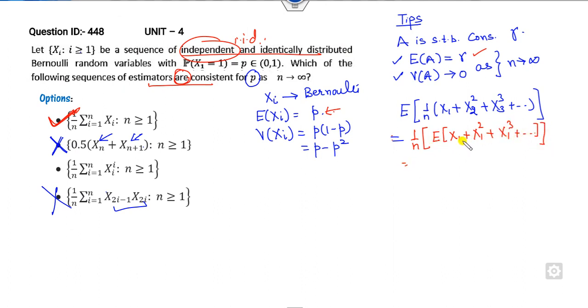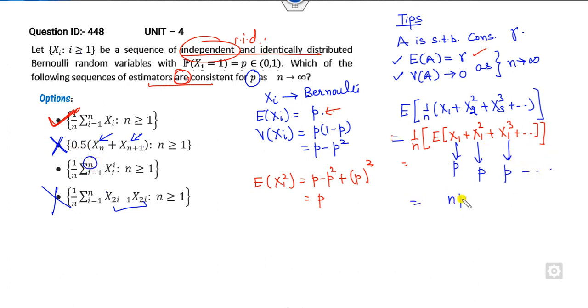Now if you open them, what is the expected value of X1 square? You can see from here, you can take the variance plus the square of the expected value. So that is my p. So this expected value is p, this is p. Similarly, you can find this is p, and so on. How many times? n number of times. So np over n goes to p. The first property is satisfied. What is the variance?